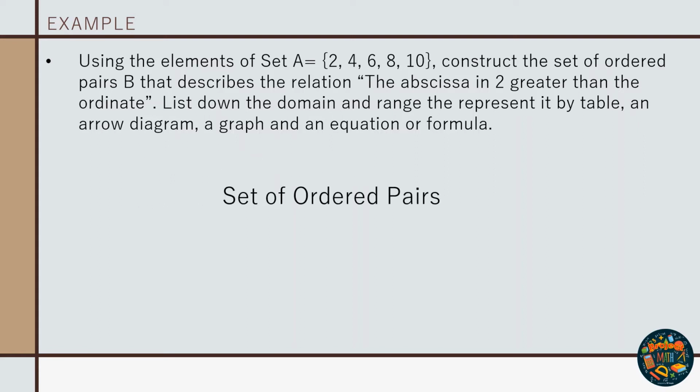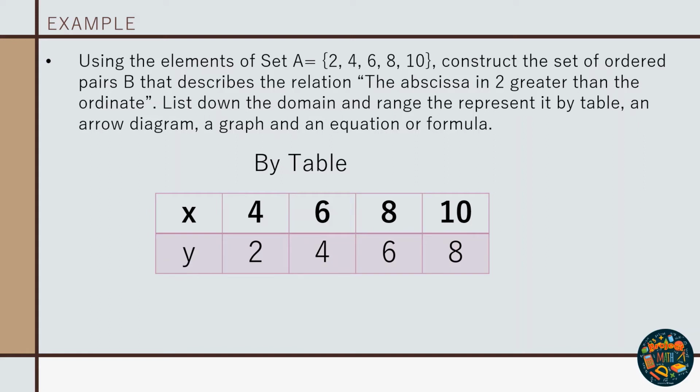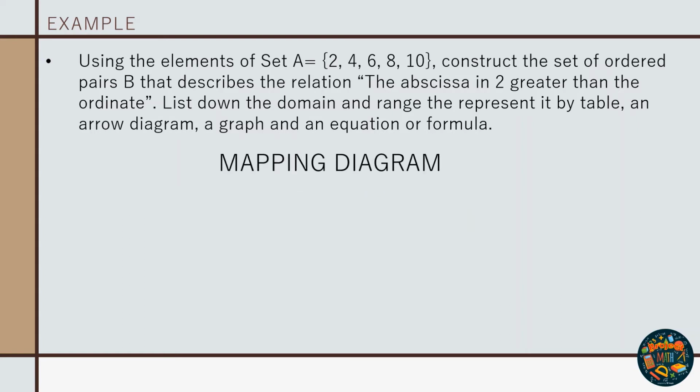Okay, so let's represent it by ordered pairs. Ang domain natin kanina ay 4, 6, 8, 10 at ang range ay 2, 4, 6, 8. So we have now the set of ordered pairs (4, 2), (6, 4), (8, 6), (10, 8). And by table, ilalagay lang natin lahat ng domain sa X values. We have 4, 6, 8, 10. And lahat ng range doon sa Y values, we have 2, 4, 6, 8.